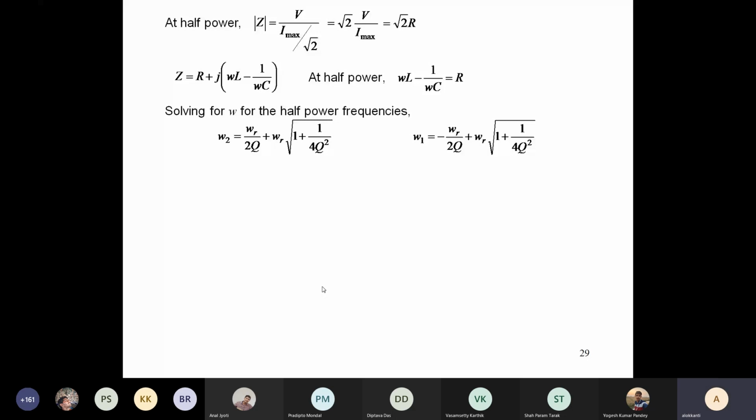Okay, so we are now looking for the bandwidth, which is omega 2 minus omega 1. So this is omega r by q, R by L. So what is omega r? It is basically the resonant frequency divided by the quality factor. That is how we get the bandwidth. Oh, sorry, the minus is there.